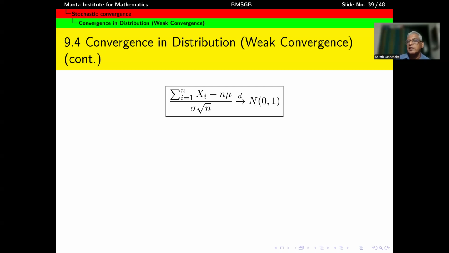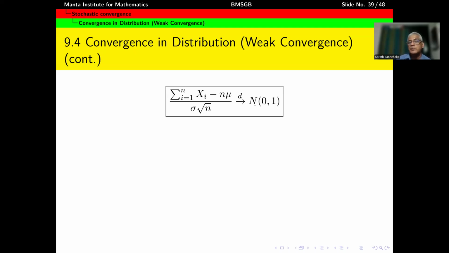Standardized, approximately standard normal. That's what the application is, right? When n is large enough, the standardized sample mean will have a standard normal distribution approximately. So that's what we will be using, right? So let me tell it again. The application of the central limit theorem is that when n is large enough, the standardized sample mean will have the standard normal distribution approximately. Approximately.